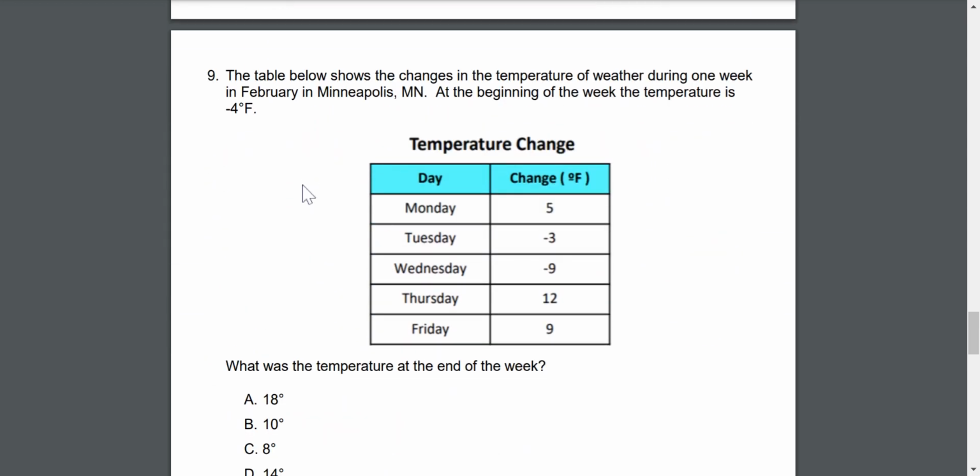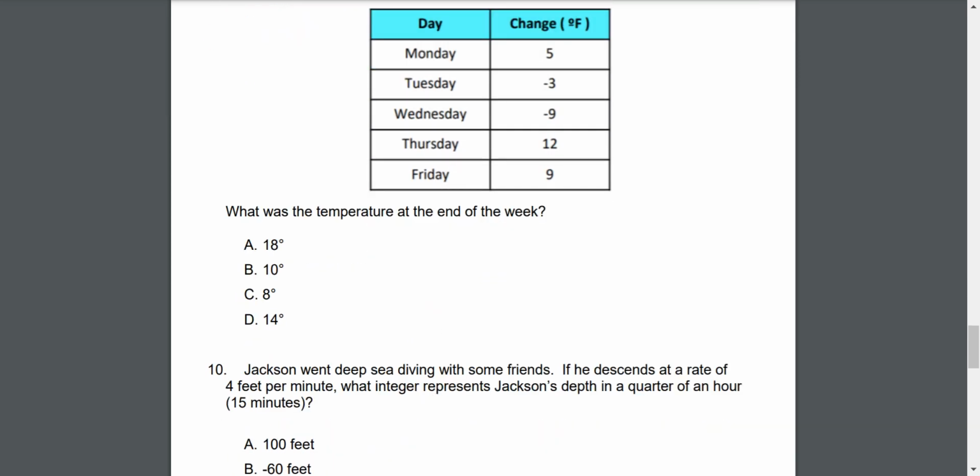Number 9. The table below shows the changes in the temperature of weather during 1 week in February in Minneapolis, Minnesota. At the beginning of the week, the temperature is -4 degrees Fahrenheit. Temperature change, day, change in degrees Fahrenheit: Monday, Tuesday, Wednesday, Thursday, Friday. What was the temperature at the end of the week? A, 18 degrees. B, 10 degrees. C, 8 degrees. D, 14 degrees.